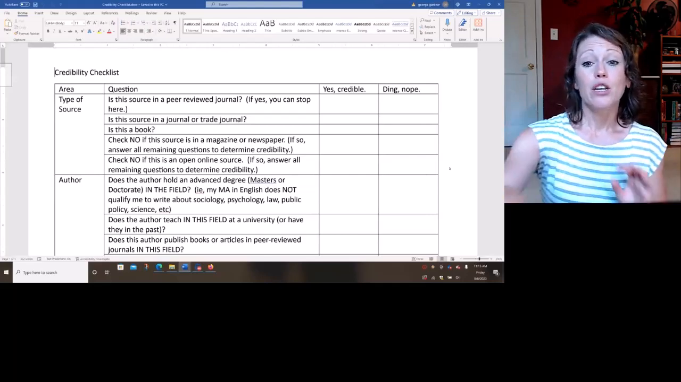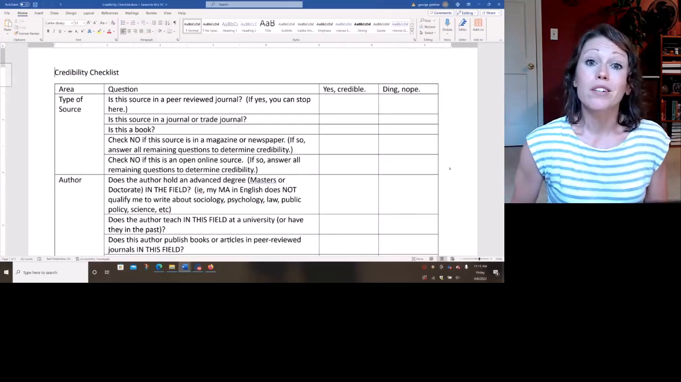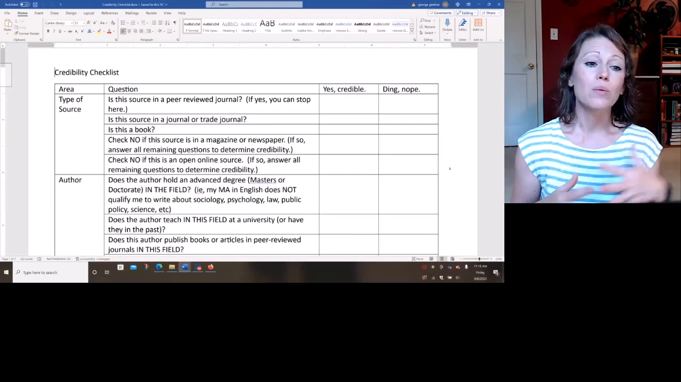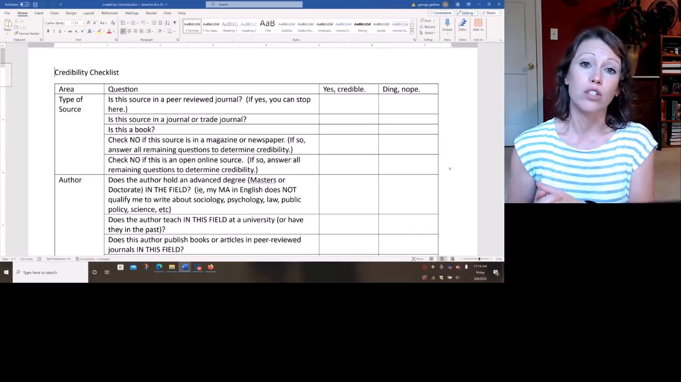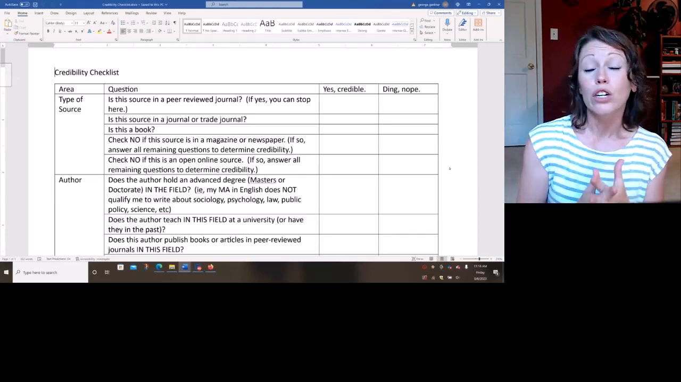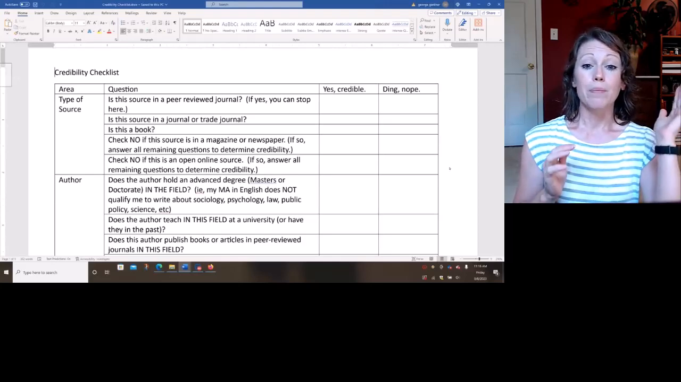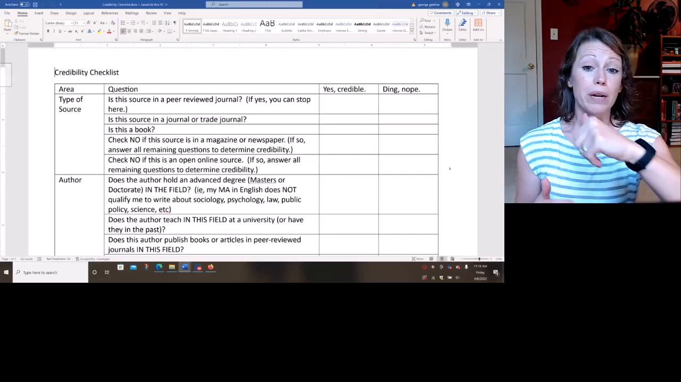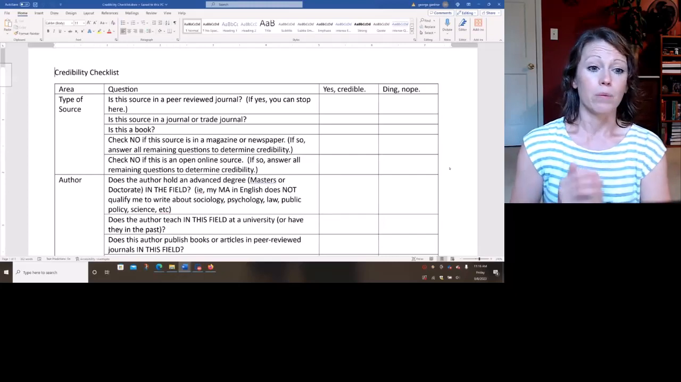If that's not, you would put an X in the nope side. That's what I use this for. This is a checklist. So you're answering either yes or no to these questions. The next one down, is this in a journal, even if it's not peer-reviewed, or is it in a trade journal? So some journals are still good, but they're not necessarily peer-reviewed journals. So if that is yes, this is in a journal or a trade journal, then you could put a check mark in that column. If it is not, you would put a check in the no.